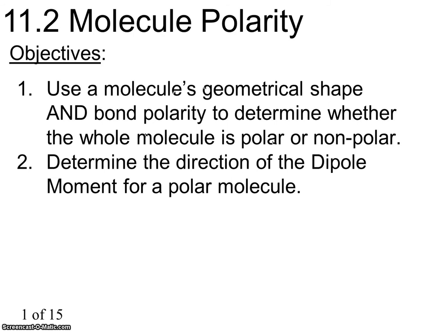This is our second lecture on electronegativity and molecule polarity. In the past lecture, we talked about how to determine whether a single bond is polar or nonpolar, and which side of the bond is partially or relatively negative and which is relatively positive. In this lecture, we're going to look at multiple bonds together to make up a whole molecule and how to determine whether the whole molecule is polar or nonpolar.